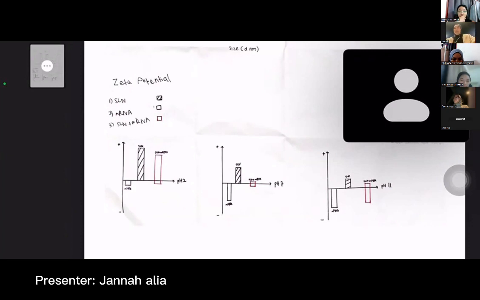And lastly, at basic pH, there will be more negative mRNA compared to less positive SLN. And after encapsulation, the charge is more towards negatively charged particles. So that's all from us. Thank you.